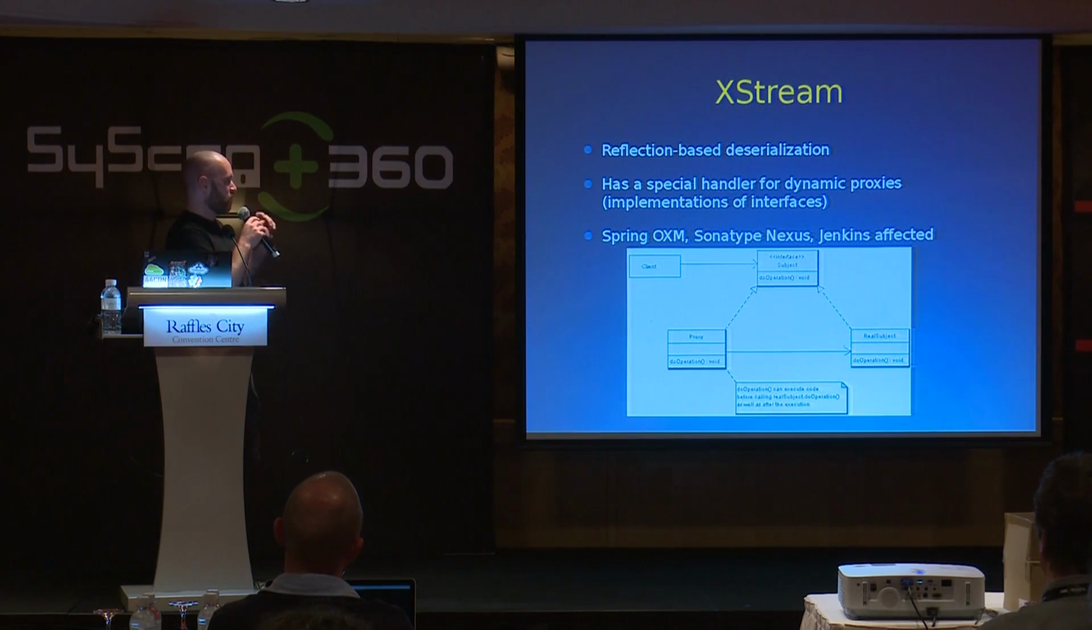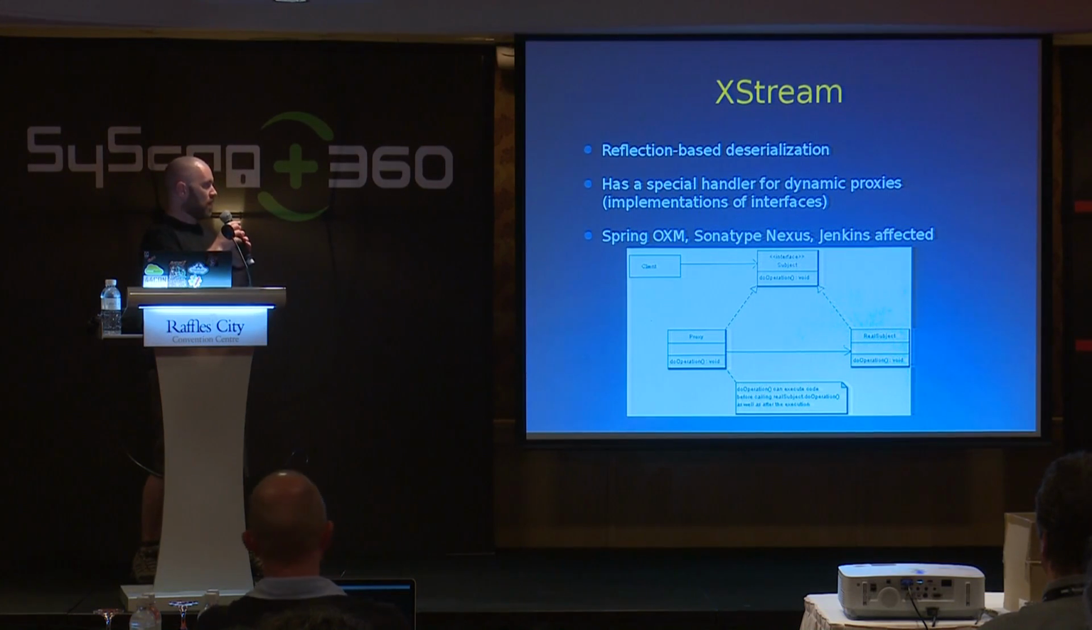Jenkins, etc., all use XStream to process unverified, unvalidated, user-supplied input in various contexts. So if there is a way that XStream can be leveraged to achieve RCE, a wide range of applications are vulnerable. Now, one of the cool things about XStream is that it does reflection-based deserialization.